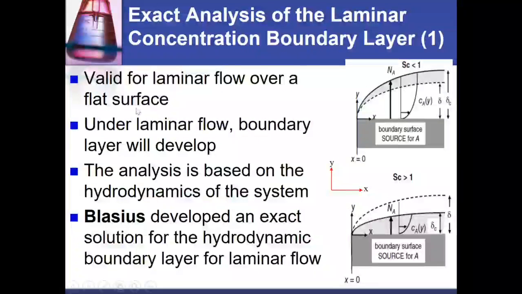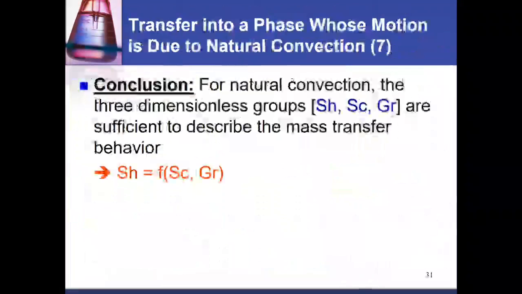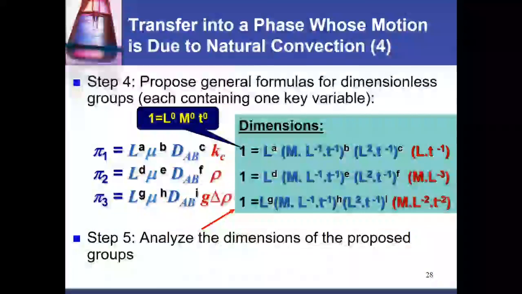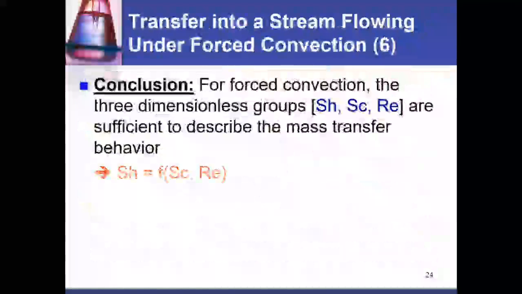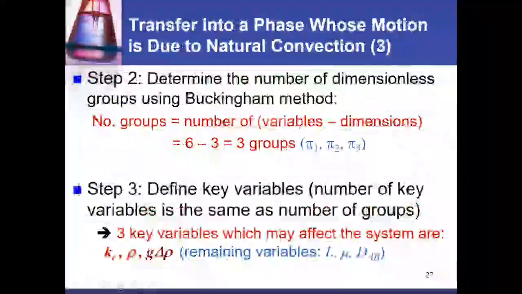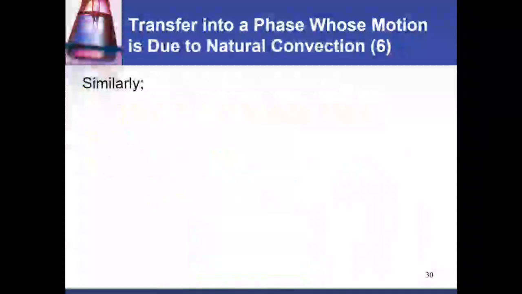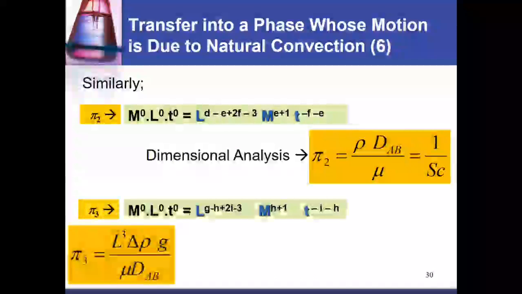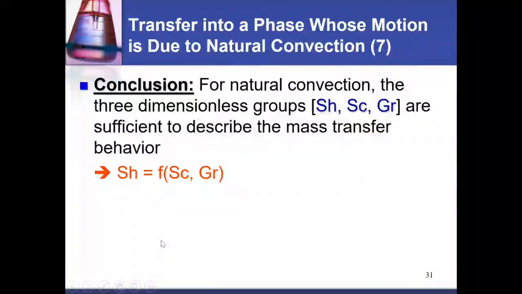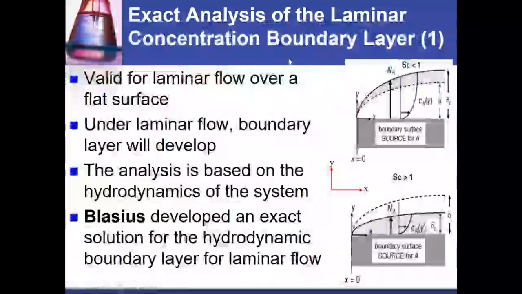Next time we'll do the exact analysis. So we did today the dimensionless analysis. We expect, based on the dimensionless analysis, that the Sherwood number should be a function of the Schmidt number and Reynolds number under forced convection, and it should be a function of the Schmidt number and Grashof number under natural convection. Next time we'll do the exact analysis of the laminar concentration boundary layer.